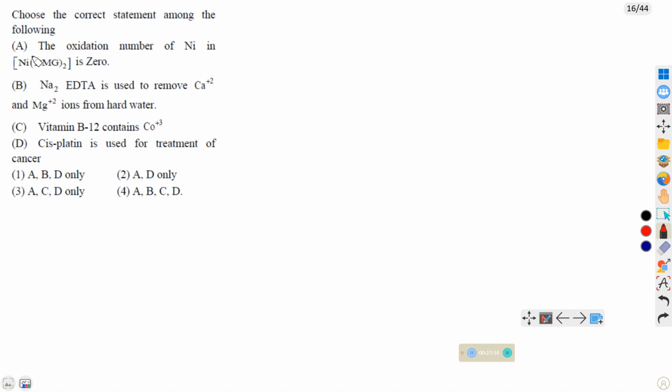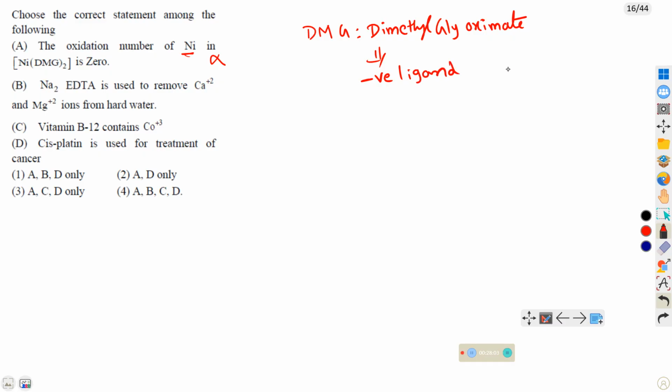Choose the correct statements among the following. The oxidation state of nickel in Ni(DMG) taken twice is 0. Wrong. First, what is DMG? Dimethylglyoximate. It is a negative ligand, DMG -1. So the oxidation state of this compound is not 0. Oxidation state of this compound is +2.